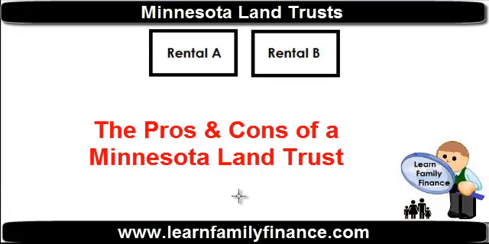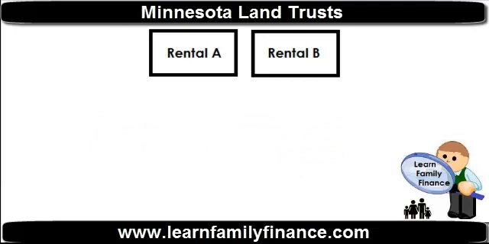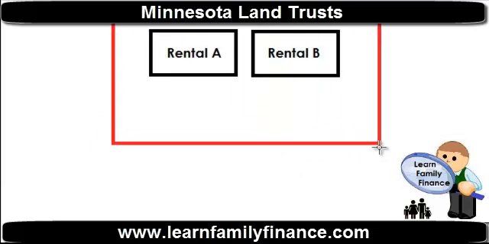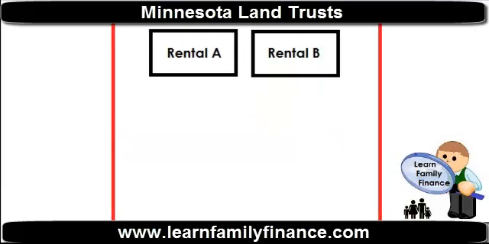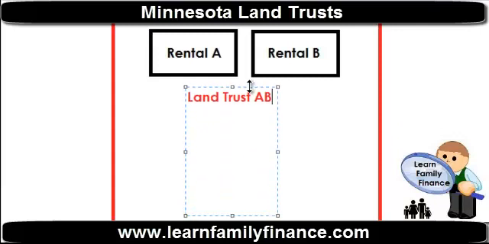So in a land trust, say for instance you have two rentals, rental A and rental B, and these are both inside of a land trust. We'll just call that land trust, for simpler terms, Land Trust AB. Or we could just call it trust AB, it doesn't matter, but for purposes of this, we'll call it land trust. So this is called Land Trust AB.